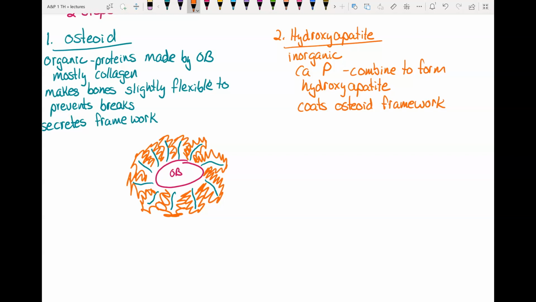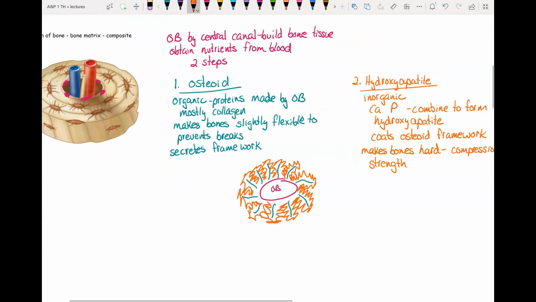And this calcium and phosphorus are very hard. So this is what makes the bones hard. And that is called compressional strength. So you can stand up, you can bear weight, you can put all your weight on your bones and they can handle it because they have this compressional strength.